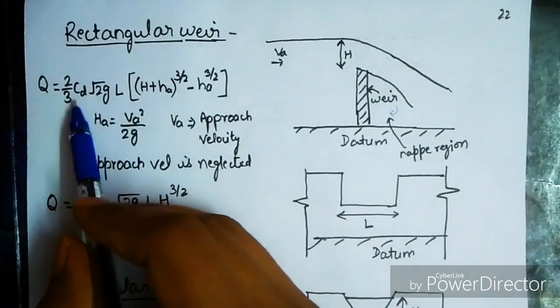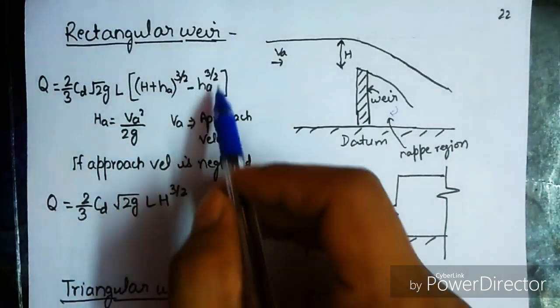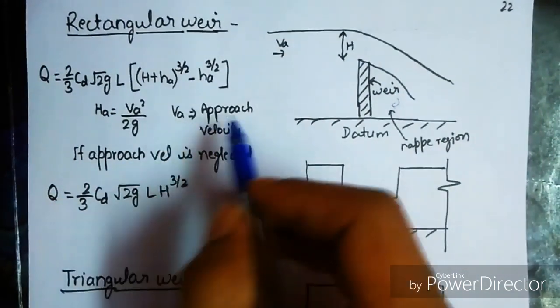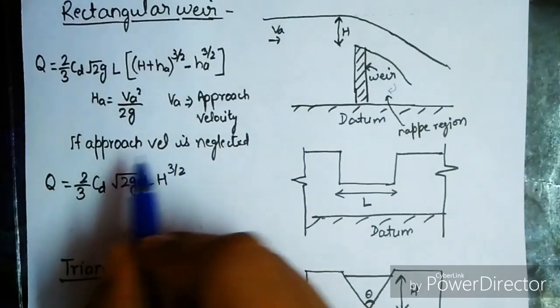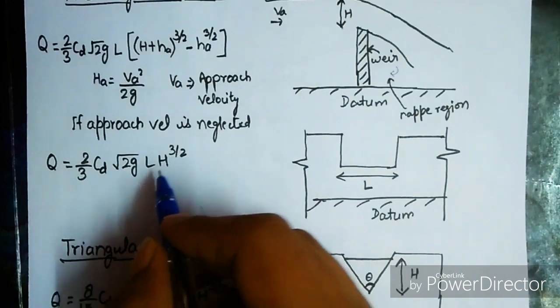Now Q is equal to 2 by 3 CD root 2g L, (H plus Ha) raised to the power 3 by 2 minus Ha raised to the power 3 by 2. Now Ha equal to Va square upon 2g, where Va is the approach velocity. If approach velocity is neglected, then Q equals 2 by 3 CD root 2g L H raised to the power 3 by 2.